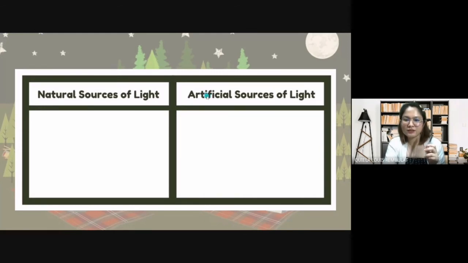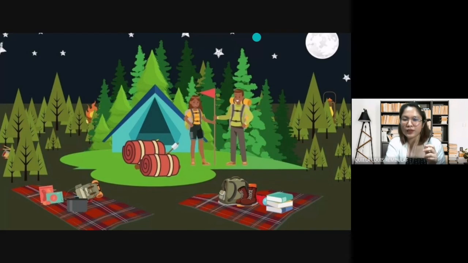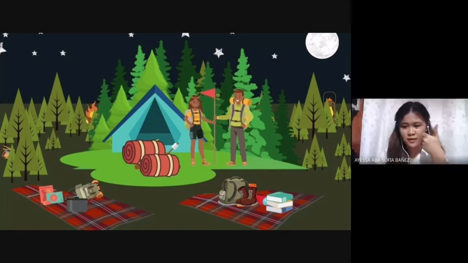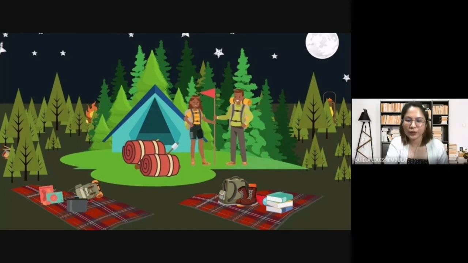Now, here is the photo. Can you see it clearly, children? Yes, po, teacher. Okay, very good. So, let me read the instructions again. Rita and her father are on a camping trip. Find the objects that can help them in the dark. There are a total of 6 items you have to find in the picture and classify the object whether it is a natural or artificial source of light. Write your answer in your science notebook. You have 5 minutes to find the items and write it in your notebook. You may start now.